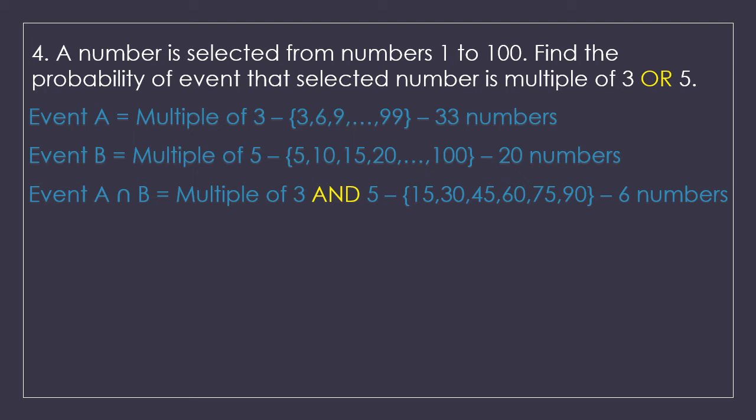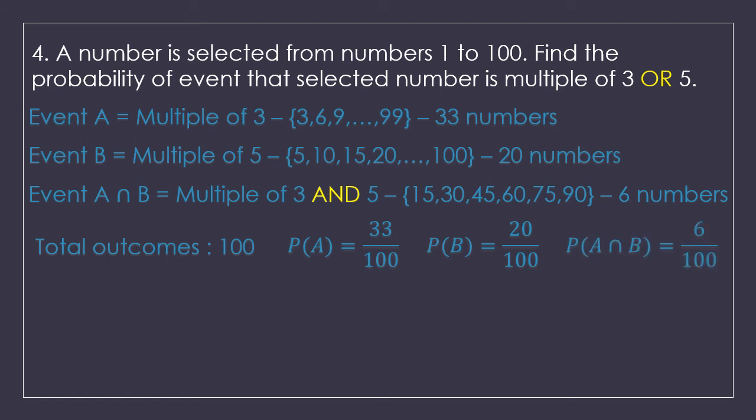Now we know that numbers are from 1 to 100, so the total outcomes will be 100. The probability of A will be 33 out of 100, B will be 20 out of 100, and A intersection B will be 6 out of 100. Once we have the probabilities of A, B and A intersection B, just put them into the equation of A union B, that is probability of A plus B minus A intersection B.